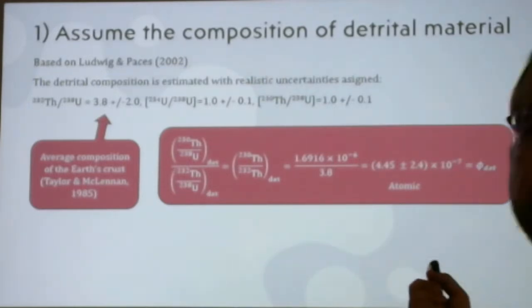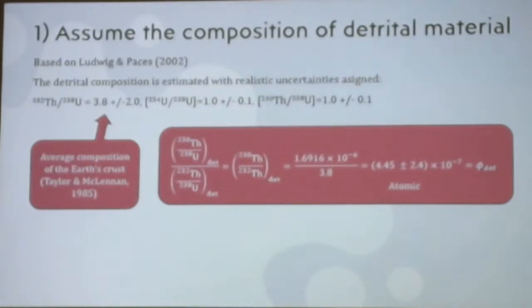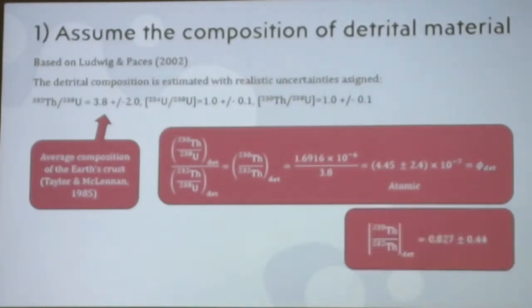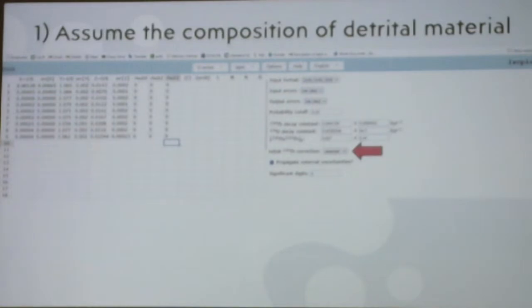And also in the files, there's an Excel file with a very quick calculation of how to get this number. So that basically means that 230 to 232 detrital has this activity ratio. So we go back to Isoplot, and we're going to calculate the ages. And now I'm telling it, assume initial isotope composition, and I'm showing this isotope composition, and boom, propagate the uncertainties.